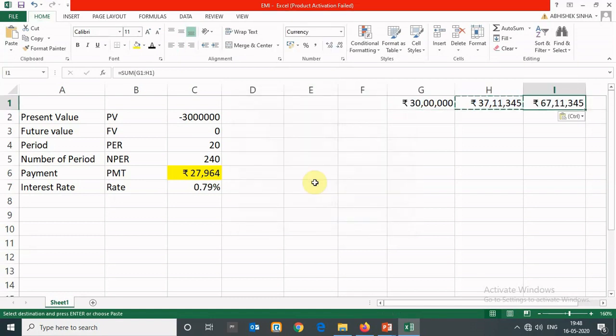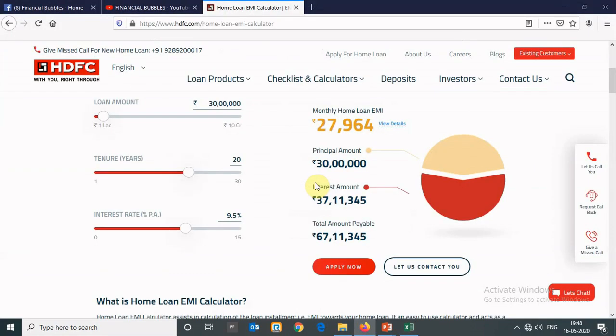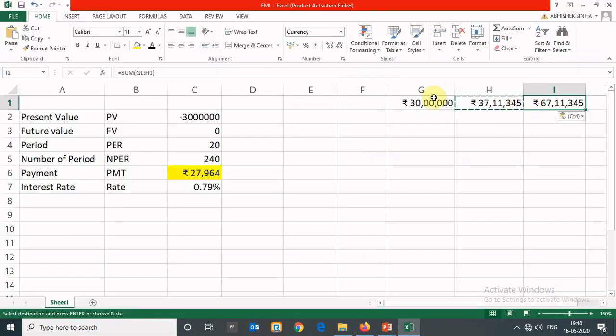Okay, so what this is showing, 3711345 is the interest amount and this is the loan. So 6711345, we can get the same figure here. Okay, suppose now we have to work out the per month interest and principal.